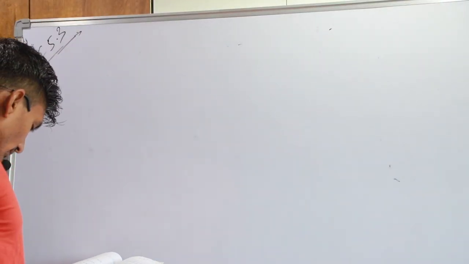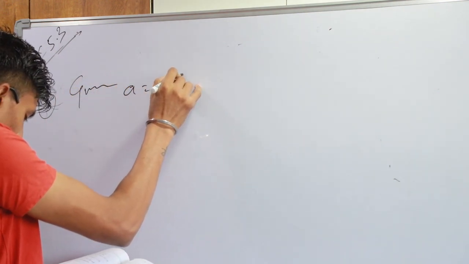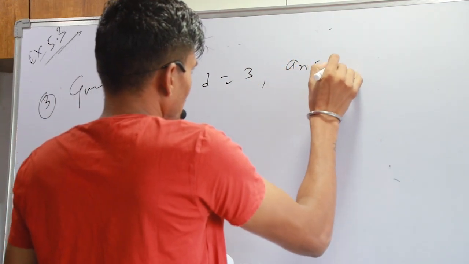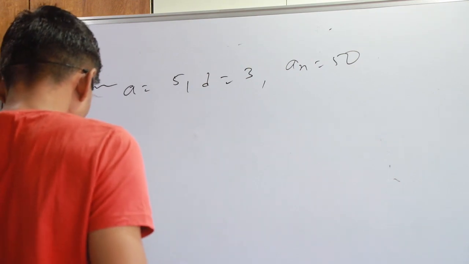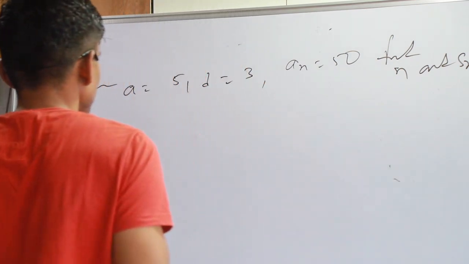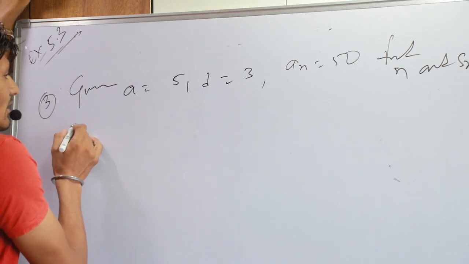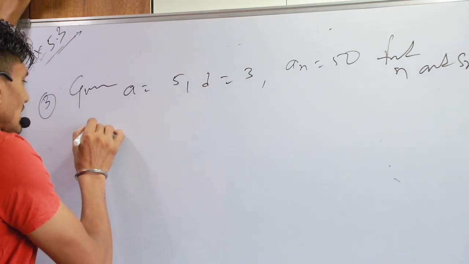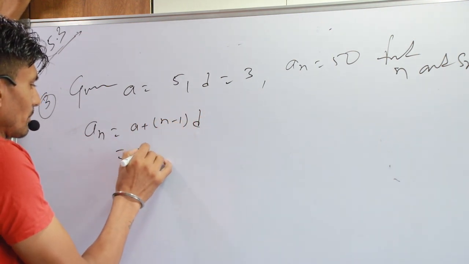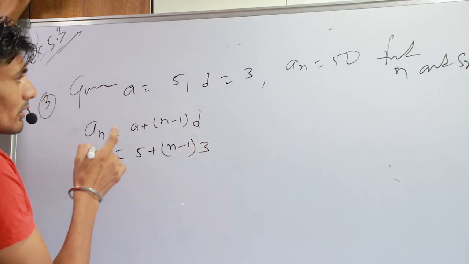Third one, given a equal to 5, d equal to 3, n equal to 50. Find Sn. n equal to 50, so we have to find out here n. Tn equal to, otherwise you can write here an equal to a plus n minus 1 into d, that is equal to 5 plus n minus 1 into d, that is 3.